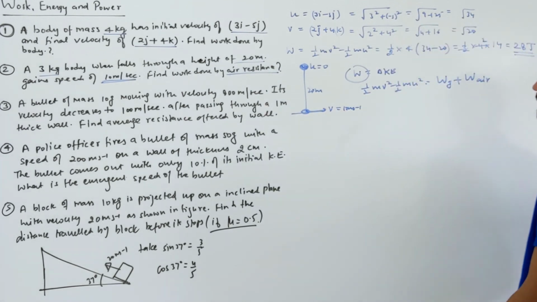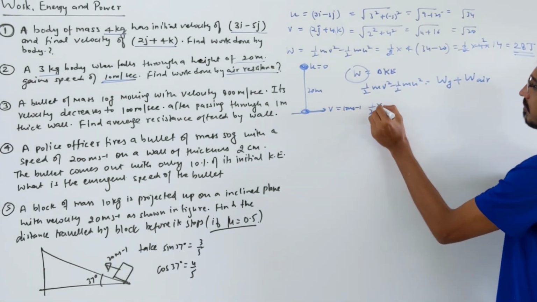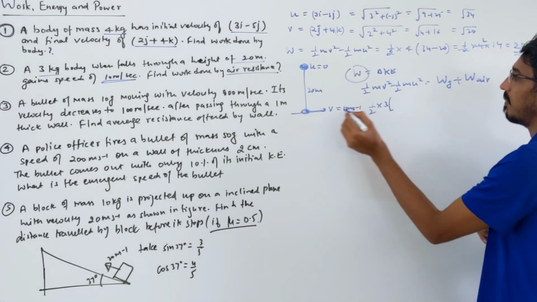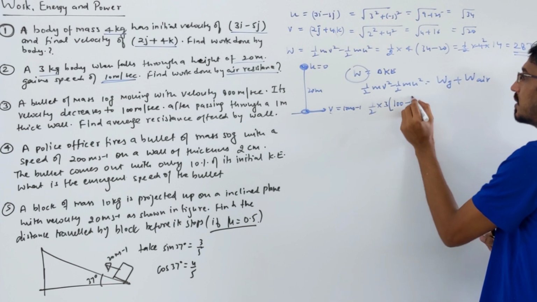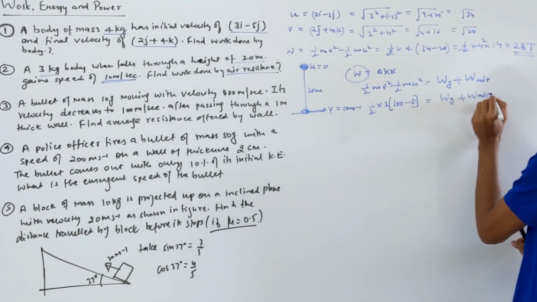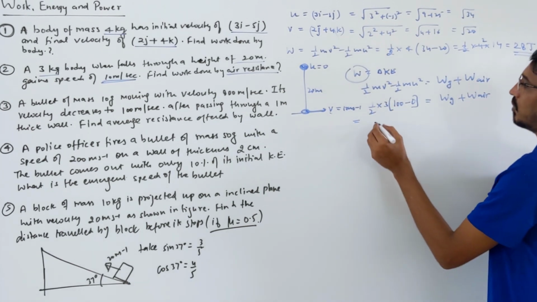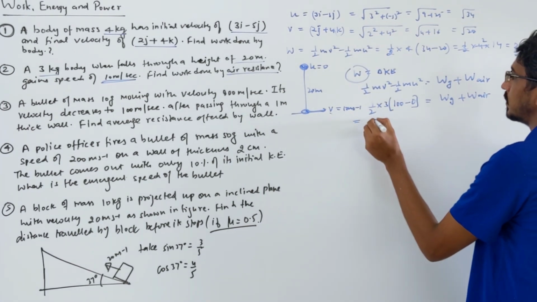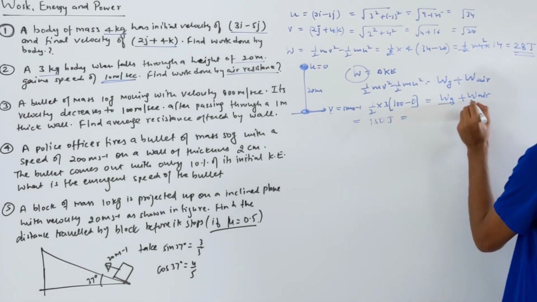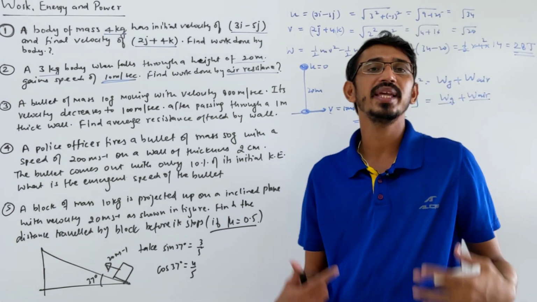But since resistance is there, the change in kinetic energy will not be equal to the potential energy, because air friction is there. So let's calculate this. Half, mass is given as 3 kg, and final velocity is given as 10, so v square becomes 100. Initial is 0. This is equal to work done against gravity plus work done against air resistance. So this becomes 300 by 2, which is 150 joule, equal to work done against gravity plus work done against air resistance.